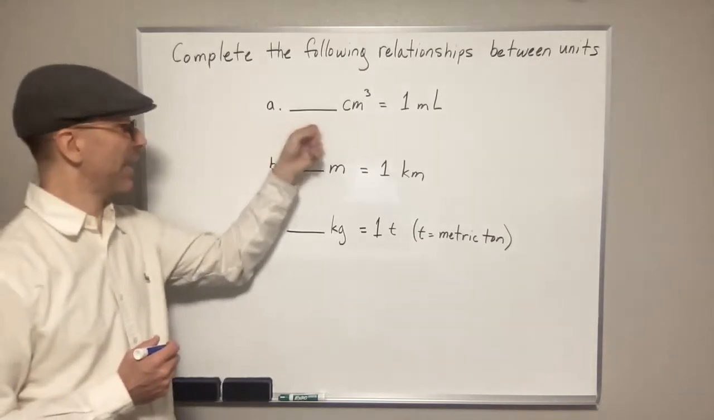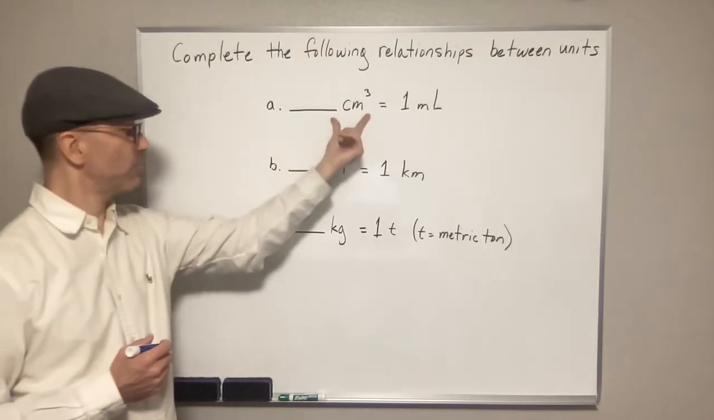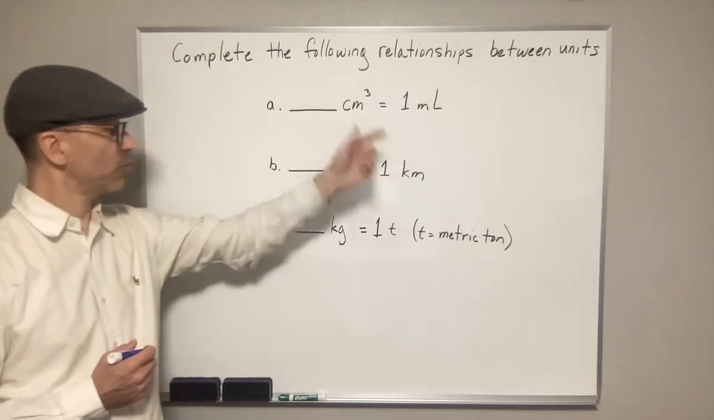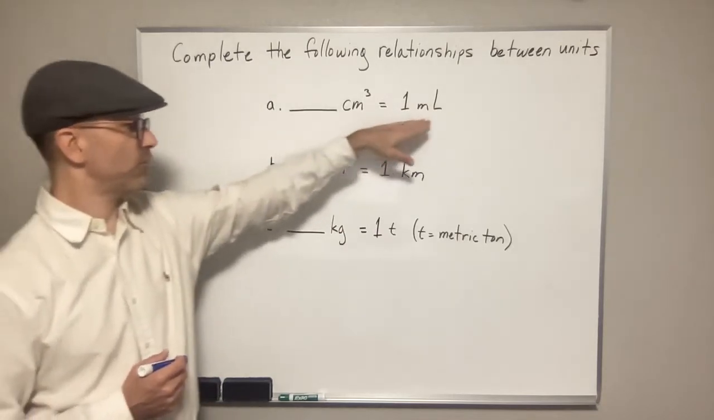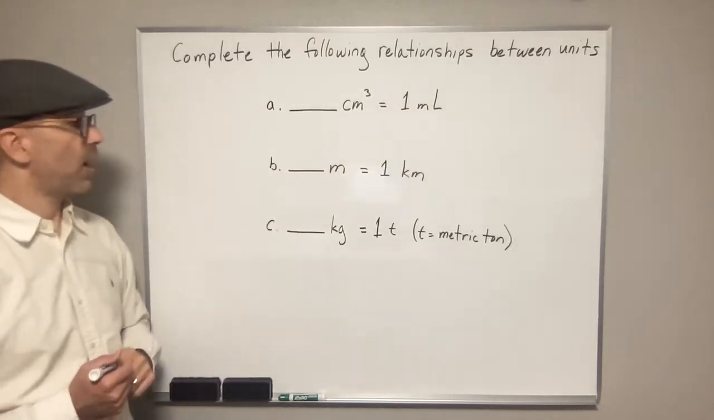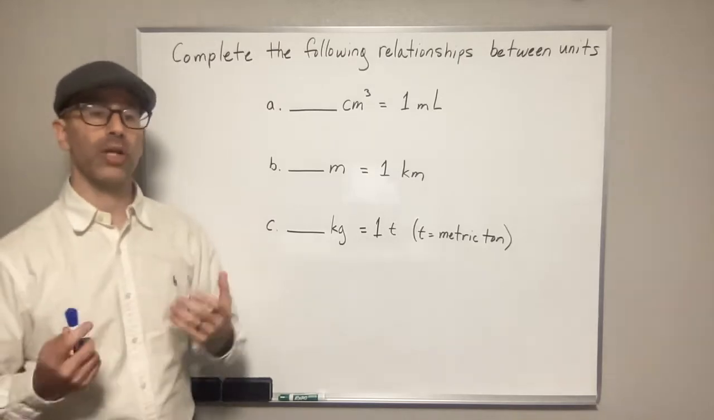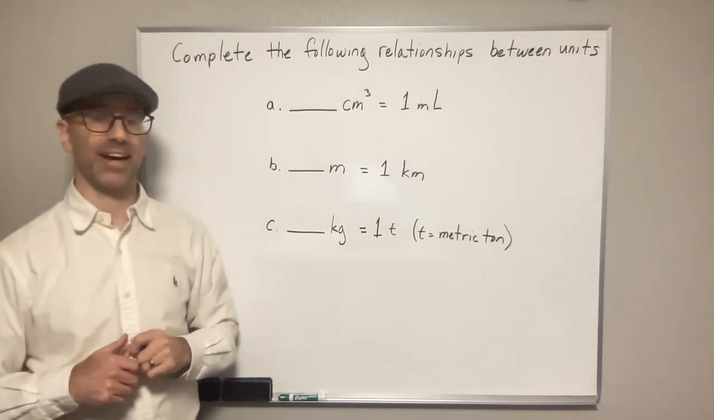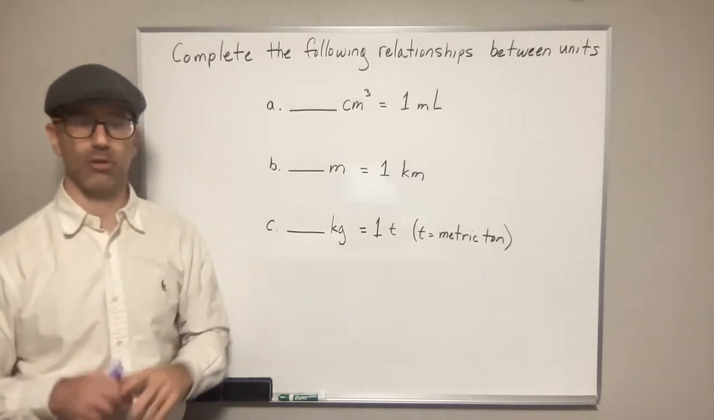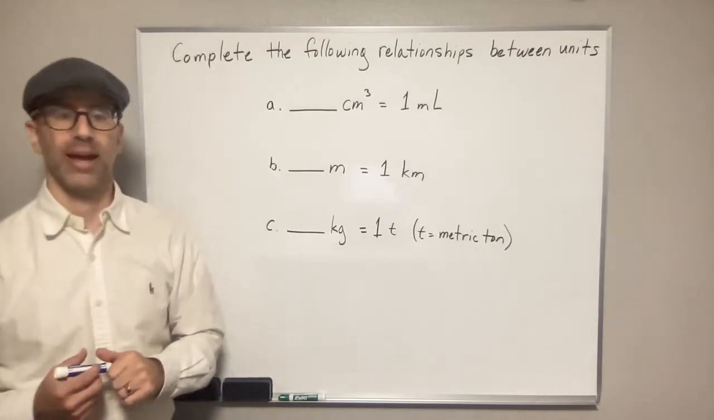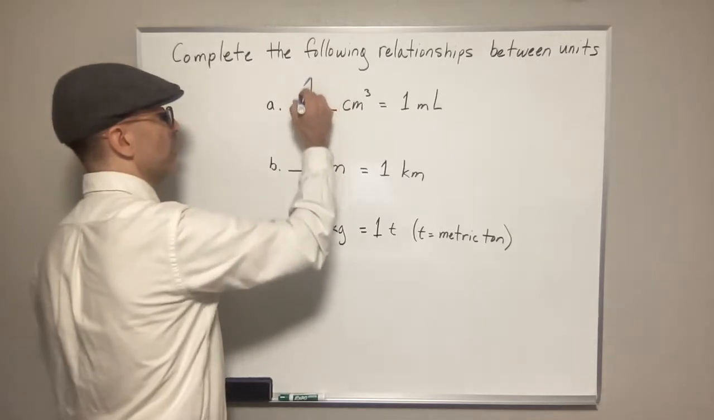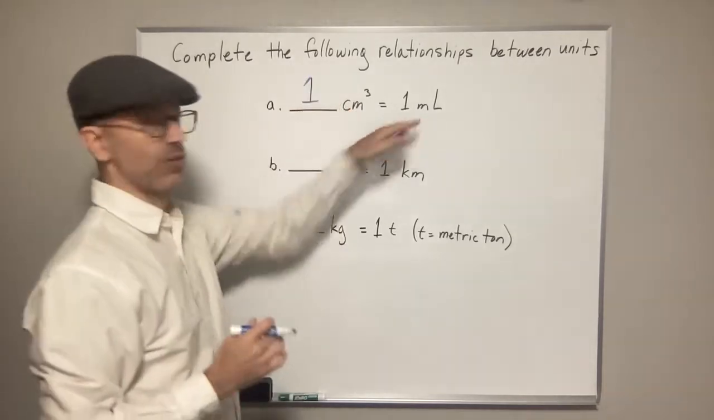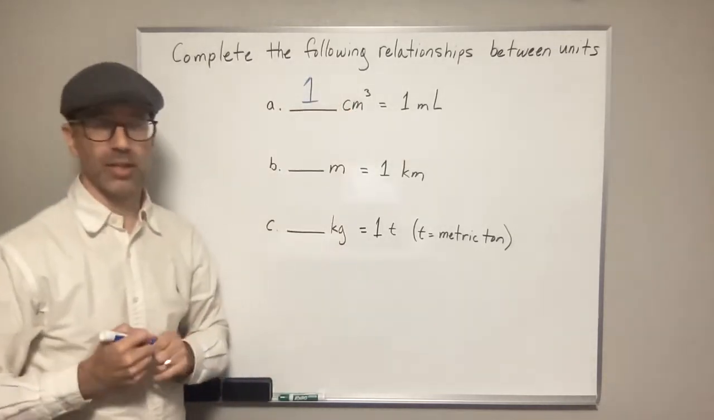So we're given A is some number of centimeters cubed, and we want to know how many centimeters cubed is equal to 1 milliliter. This is one of those ones that are really common, really popular, and your teacher probably is going to tell you, you got to know this. And it's a 1-to-1. So 1 centimeter cubed is equal to 1 milliliter.